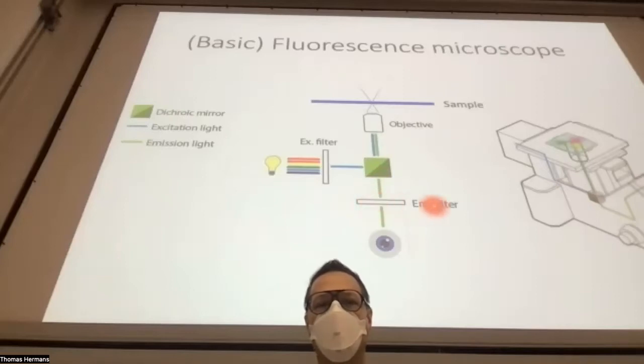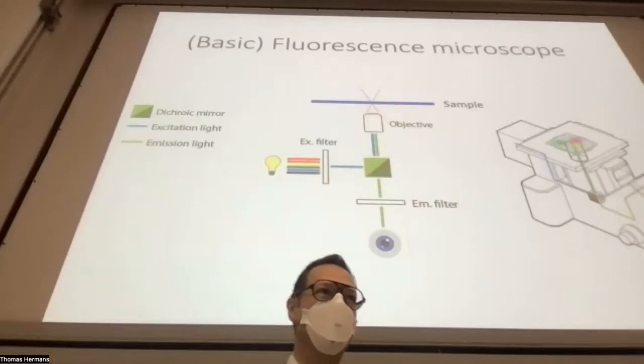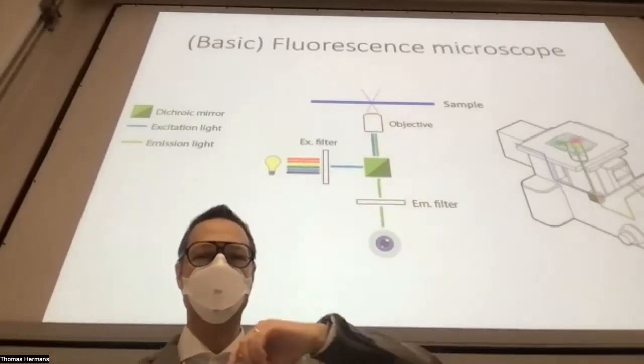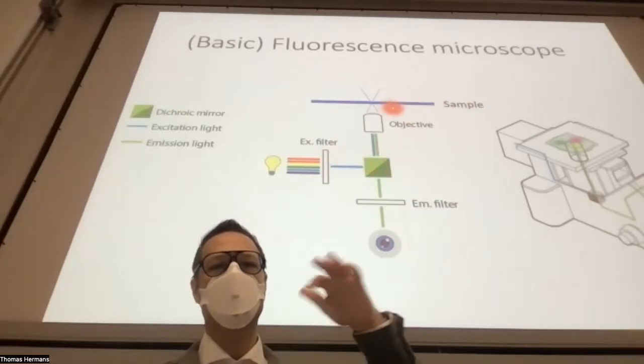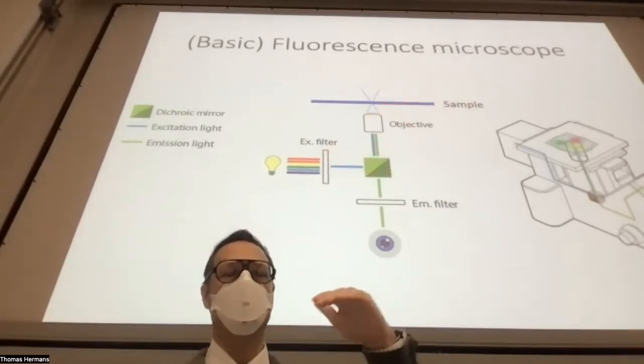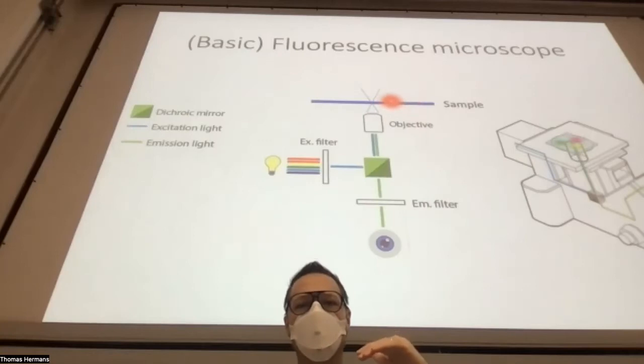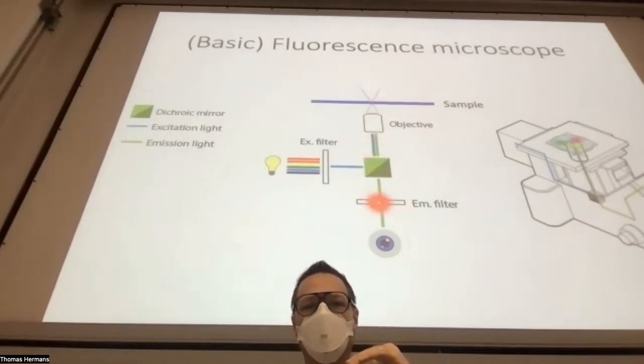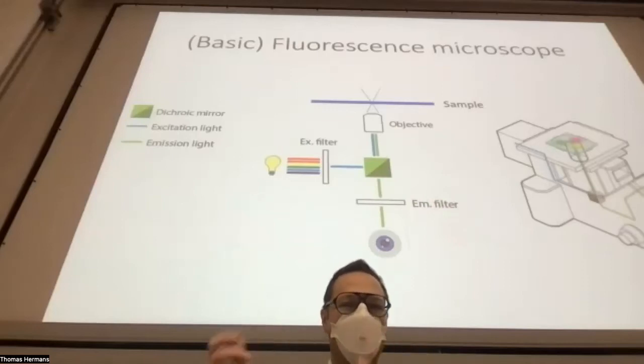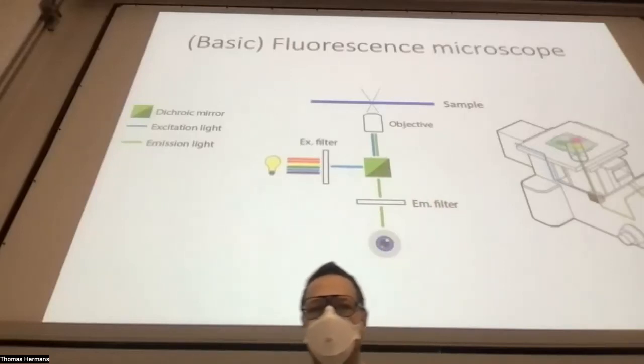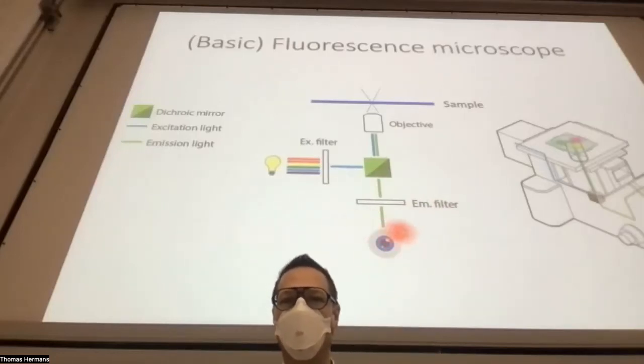Here, there's another emission filter. Why? Because there's always some scattered light, right? If you excite with blue light, and your sample has some scattering, which it always will have, there will also be some blue light that goes back into your objective. You want to reject that light, which happens on the dichroic, but to be sure you have an emission filter to only pass the green light, and then it goes either into your eyes or into a camera.